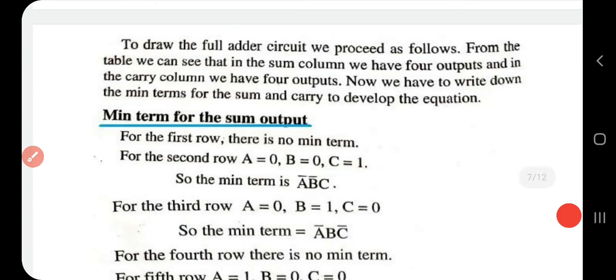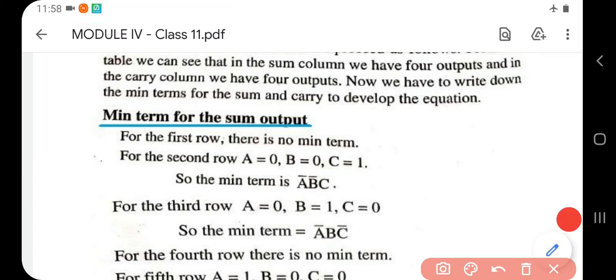Now we are going to find out the minimum term, that is, the XOR gate. I think you remember, in the last class we have studied, in the case of half adder there are two inputs, A and B, and there are two outputs, one is sum and the other is carry, right? Now what was the expression for the sum in the case of half adder? It was A exclusive-OR B, right?